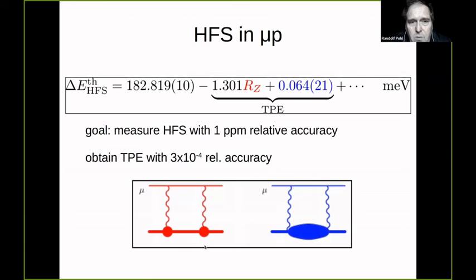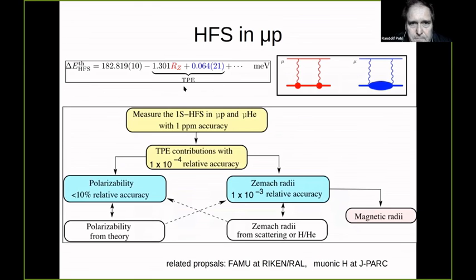This is the elastic part, which is the Zemach radius, and then there's the inelastic polarizability part. We will be able to obtain the sum of these two with 3 times 10 to the minus 4 relative accuracy, because we intend to measure this one here with 1 ppm relative accuracy. And then this sets the scale, and the unknown calculated stuff sets the scale for the two-photon exchange contribution.